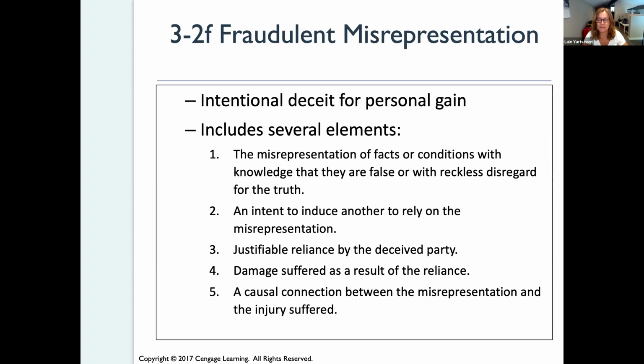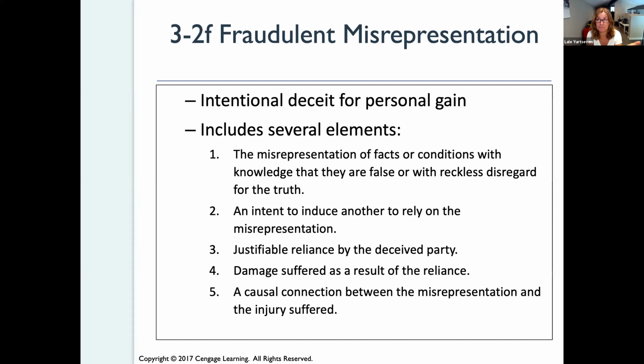The next type of tort covered in our textbook is fraudulent misrepresentation. This is when there's intentional deceit for personal gain. Somebody is lying to another party to receive personal gain. This could happen. Sometimes salespeople might be tempted to do that to convince you to buy something, right? So it has to be a fact that was misrepresented. It can't be somebody's opinion. It can't be a salesperson saying, oh, this is the best car you can get in town. That's obviously an opinion. It's not really a factual statement that can be measured.